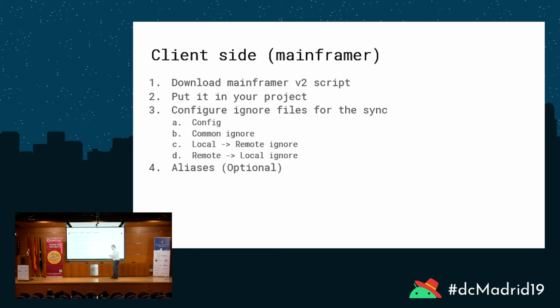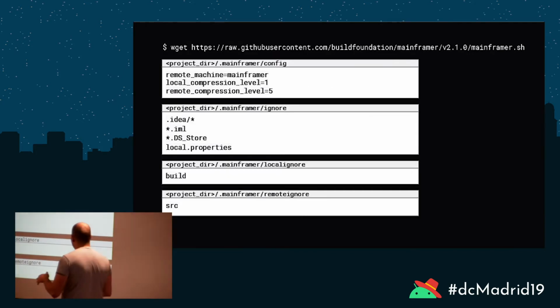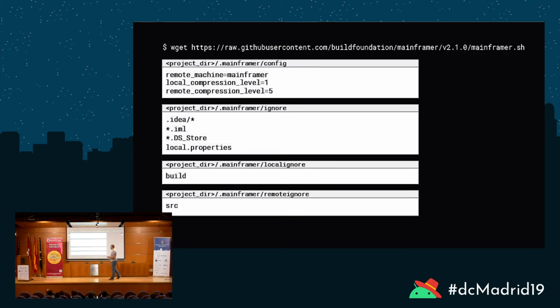And the other thing that you need, which is optional, is the aliases on Mainframer. Aliases, I'll talk about that. So that's the URL. You use wget. If you don't have wget, you download it from the web, or use Homebrew to install wget. That's the configuration. Quite easy. The remote machine is the name that you gave in that SSH config file, whether it's Mainframer or Terminator.